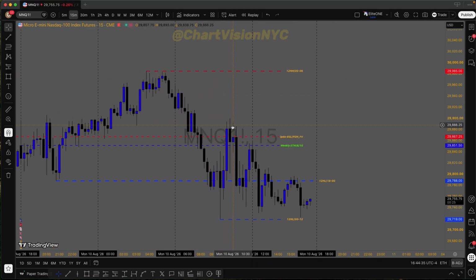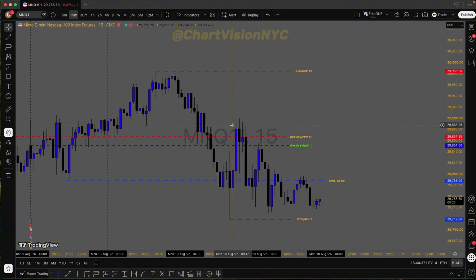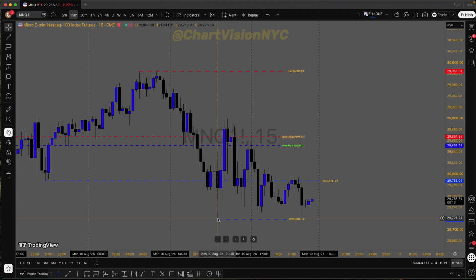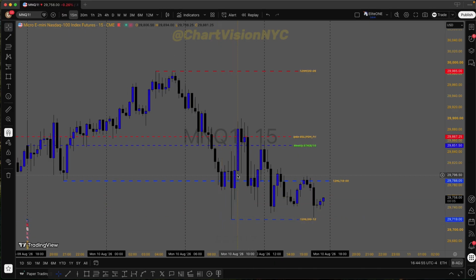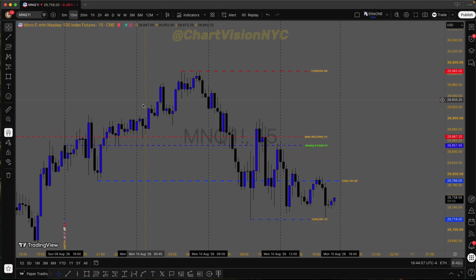And so then what else do we have? There is an overlapping 12-hour period from 12 a.m. to 12 p.m., which gives us a low here that was formed at 9:30, 29,719. And you see how we're establishing the draw on liquidity based on these particular segments of time.